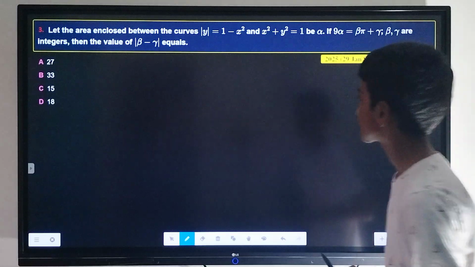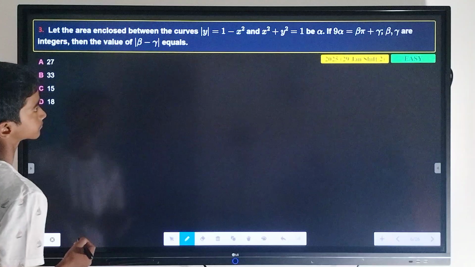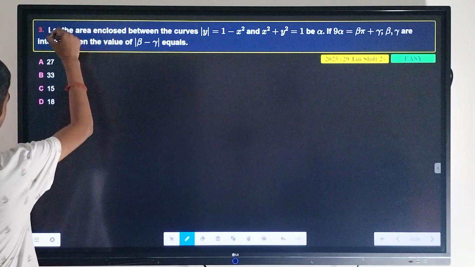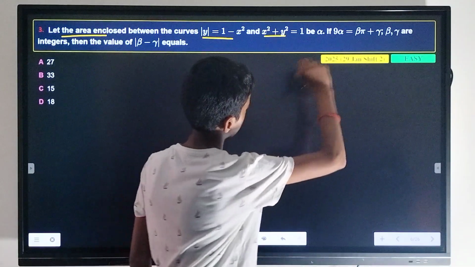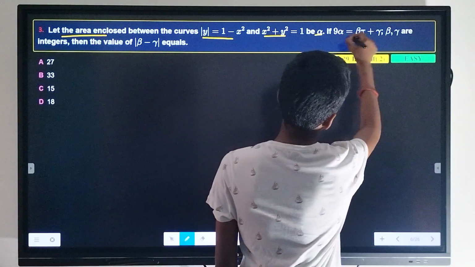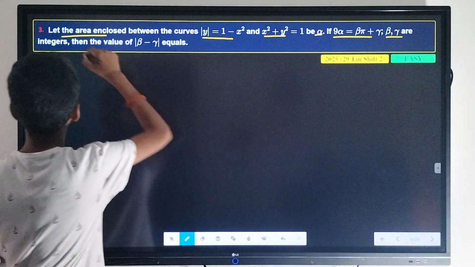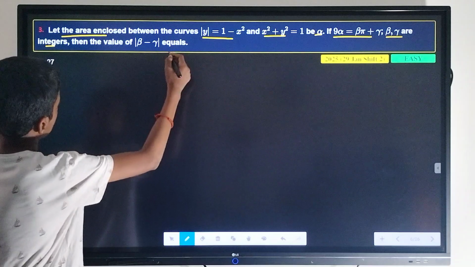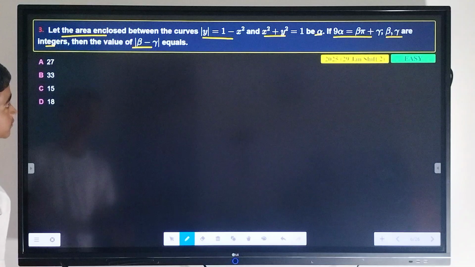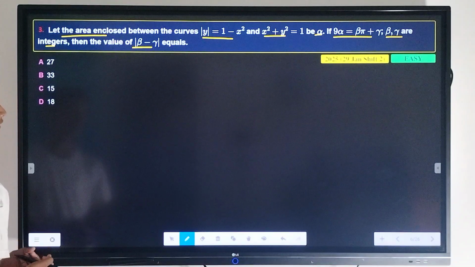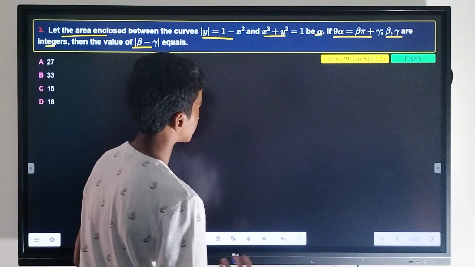Here is our next question now. Our question is, let the area enclosed between these two curves, this and this, be alpha, and 9 times alpha is equal to beta pi plus gamma, where beta comma gamma are integers. Then the value of beta minus gamma equals. So in this question we basically need to find the area enclosed between these two curves. Then we need to just compare the values.